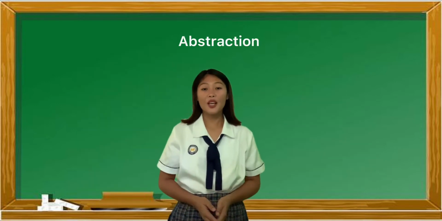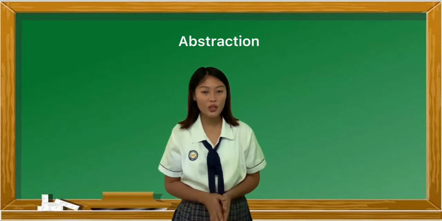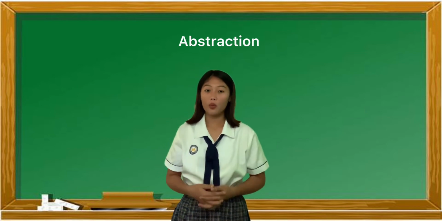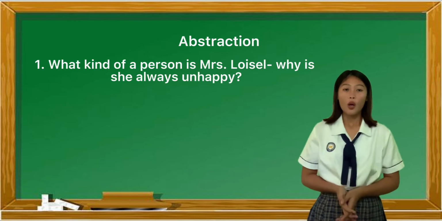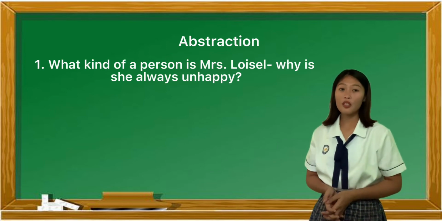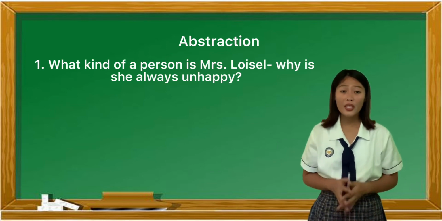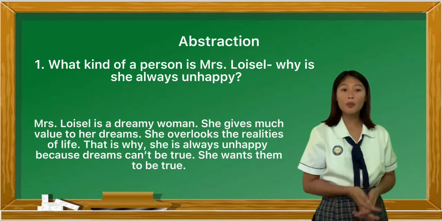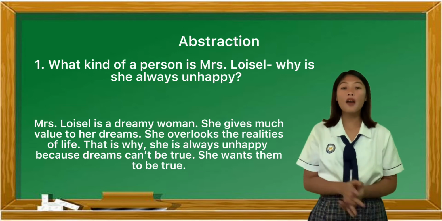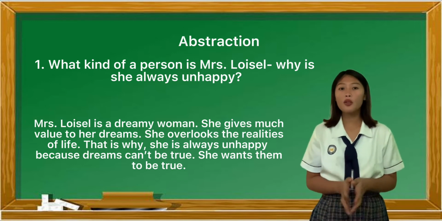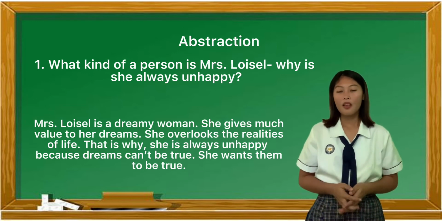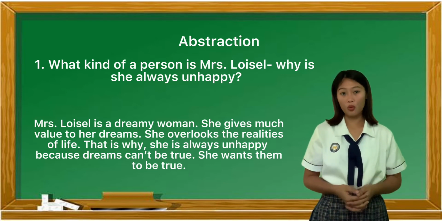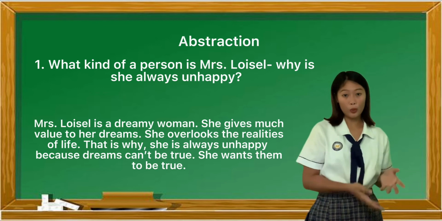So students, now we are done with the analysis of the short story, The Necklace. I would like you to answer the following questions. Number 1. What kind of a person is Mrs. Loisel? Why is she always unhappy? The answer is, Mrs. Loisel is a dreamy woman. She gives much value to her dreams. She overlooks the realities of her life. That is why she is always unhappy, because dreams can't be true, right? And she wants them to be true.